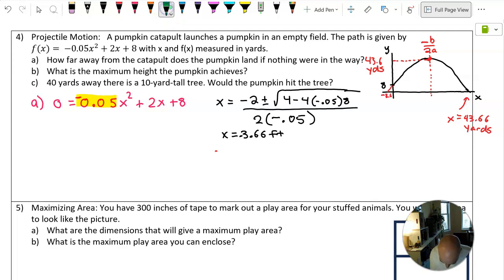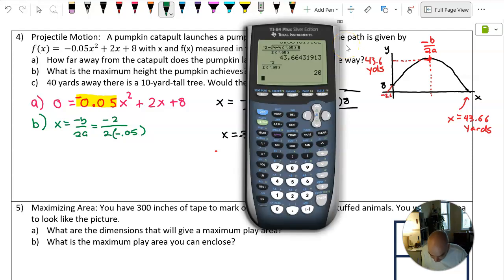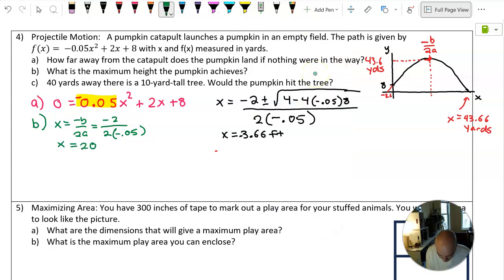So for problem b, here we'll do it like this. We can do negative b over 2a. In this case, that's going to be negative 2 over 2 times negative 0.05. So let's type that in and figure out what it is. All right, so we typed that in the fraction template, and we did negative 2 over negative 0.1, and we got, I guess, unsurprisingly, 20. So this happens at x equals 20, and then to find the height, we have to plug it in. So we have to do f of 20.